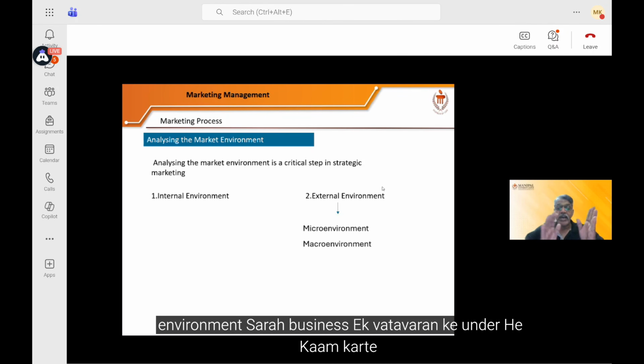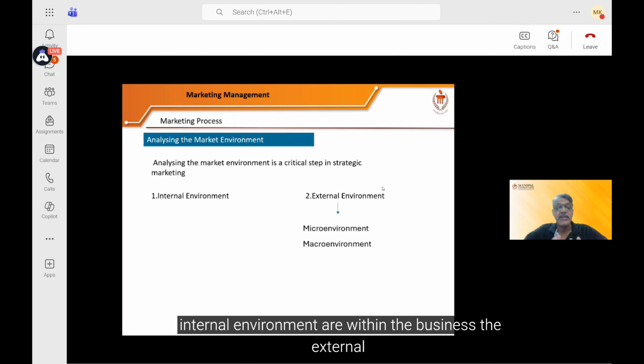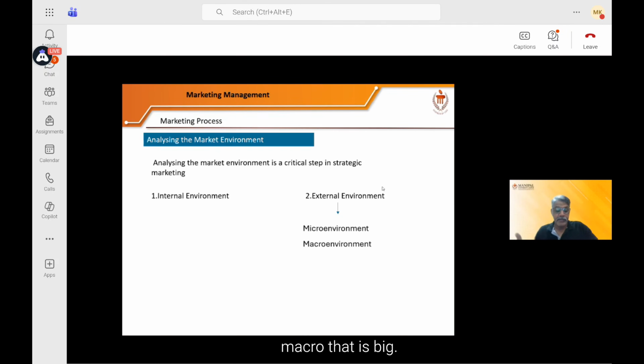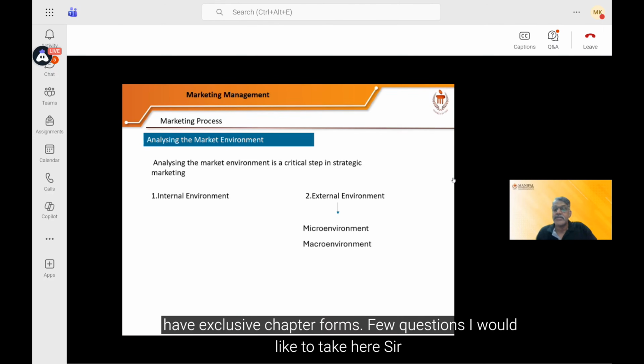सारा business एक वातावरण के अंदर ही काम करते हैं, जिसके 2 भाग होते हैं, जैसे कि internal environment and external environment. This internal environment is within the business. The external environment, the word I suggest is बाहर, business के बाहर होते हैं. और उनमें क्या होता है? External में we have micro, that is small, and macro, that is big. As of now, don't bother. You just understand that it is internal and external. In unit 3, you have an exclusive chapter for this.